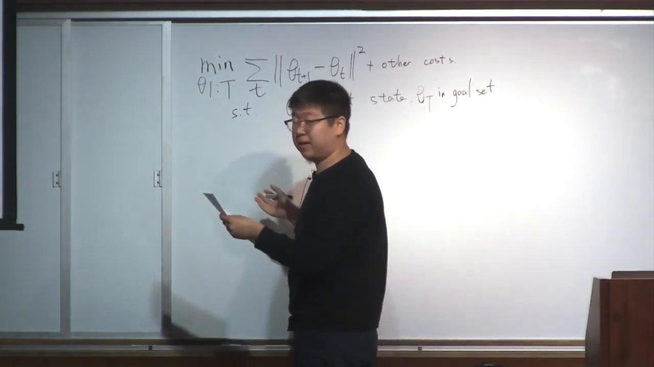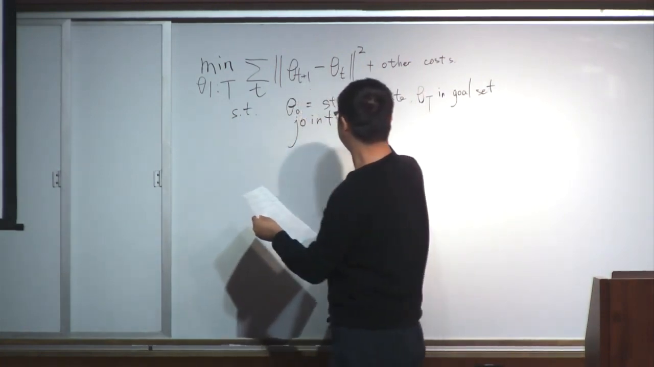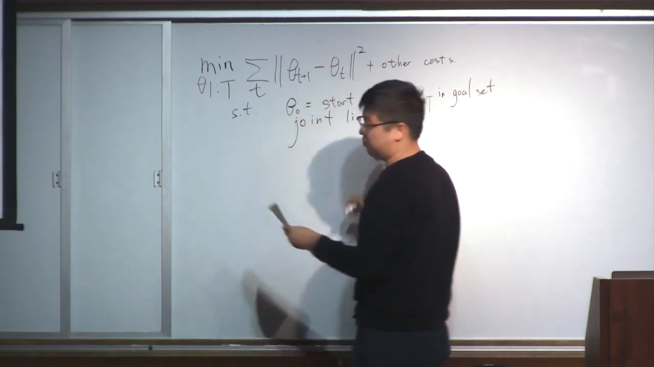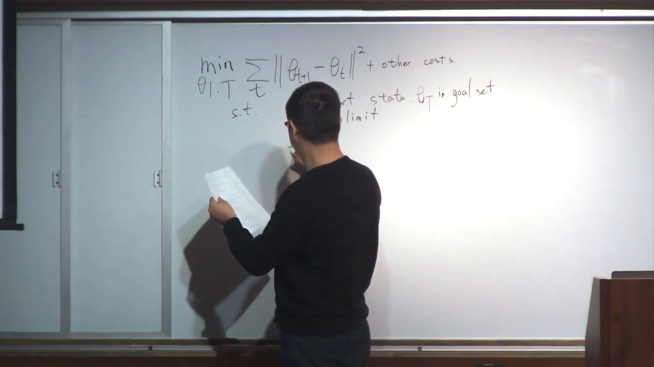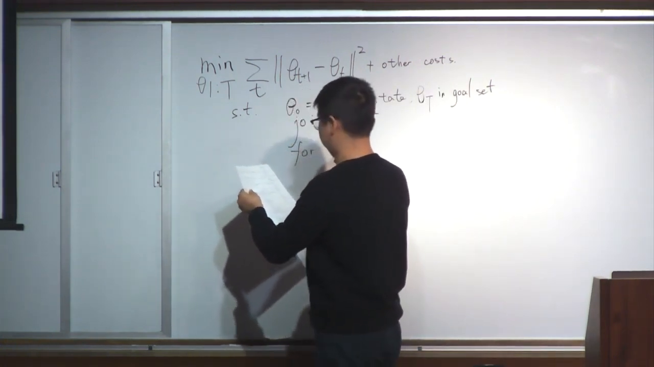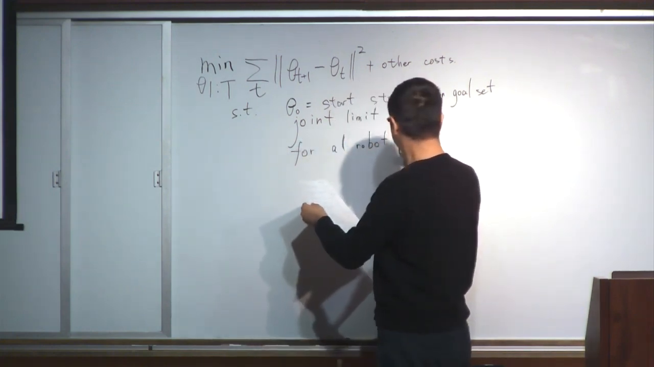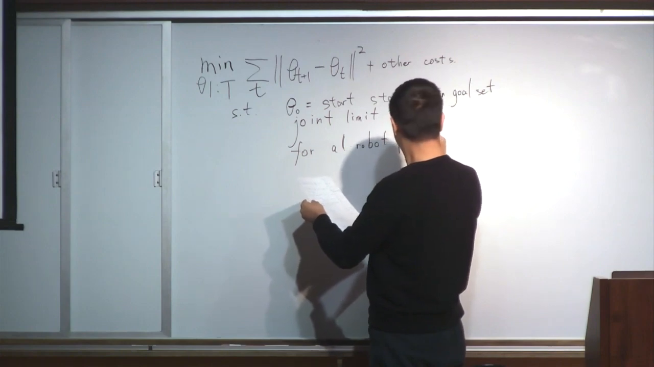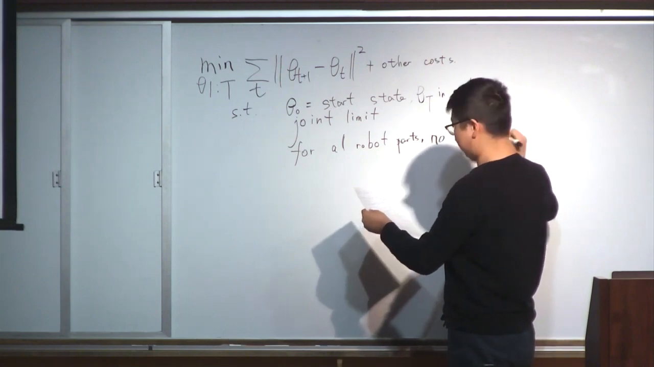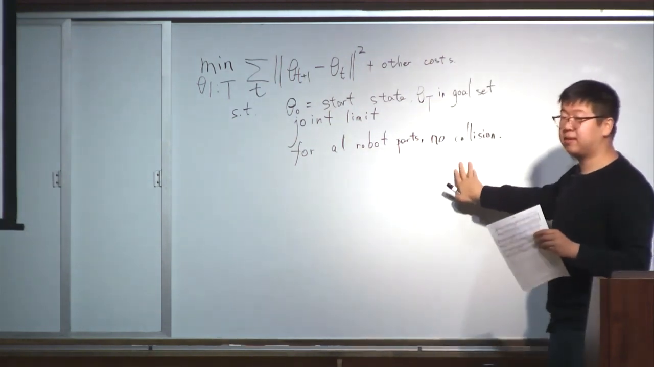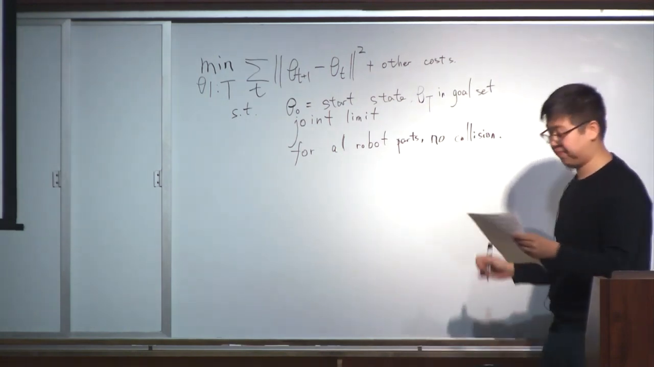And there are some more limits, such as joint limits. Like if you are using a robot arm, there are some joint limits you want to follow. And also something important for all robot parts: no collision. So this is another constraint. Like if you are using a robot arm or any kind of robot, you don't want collision.